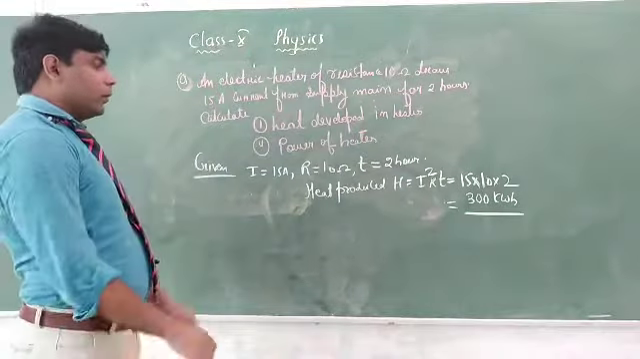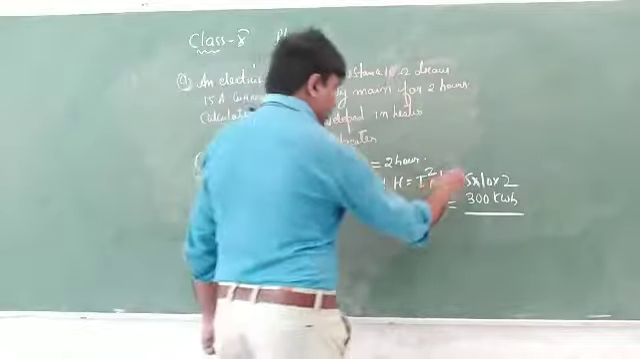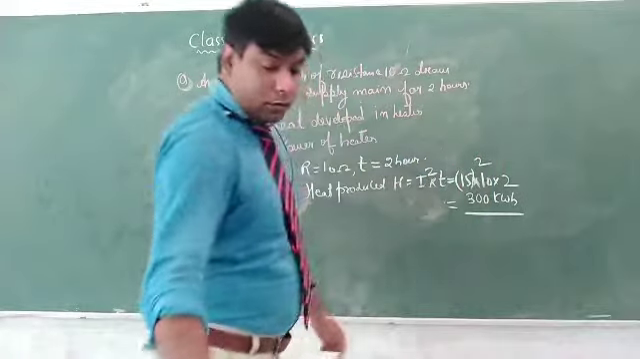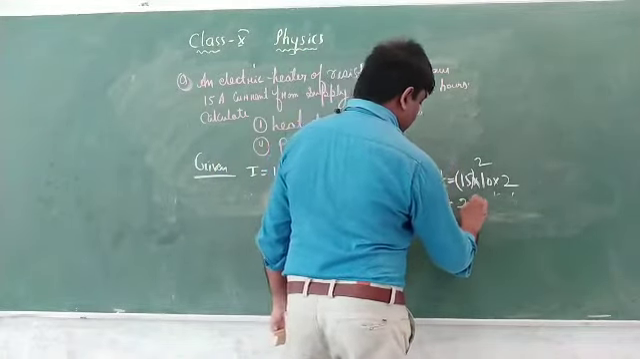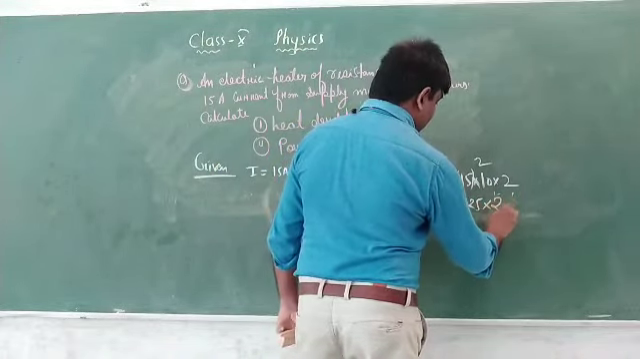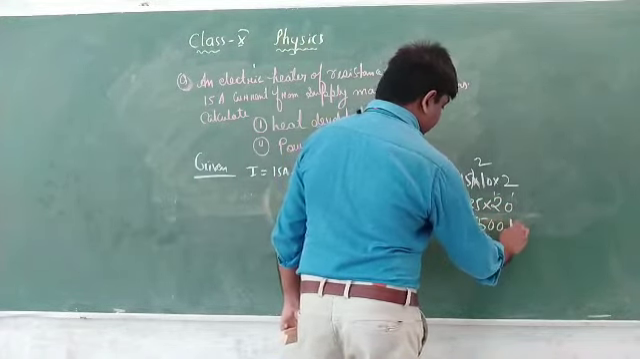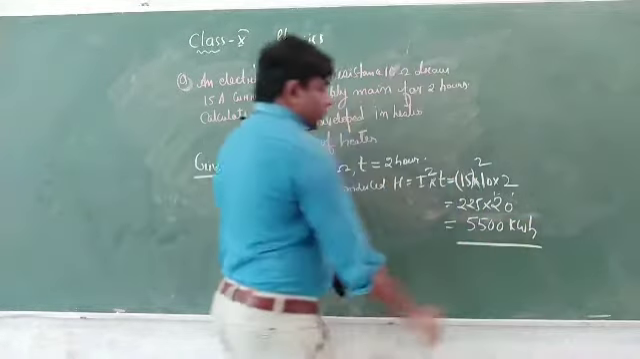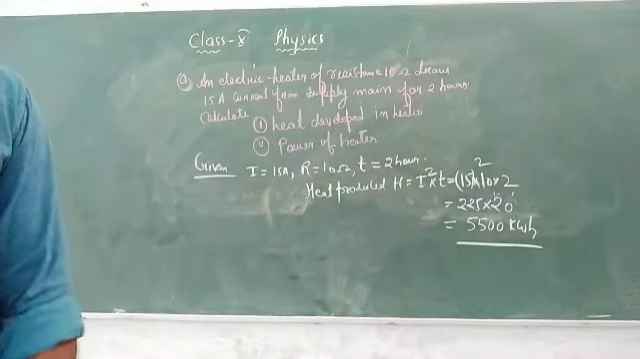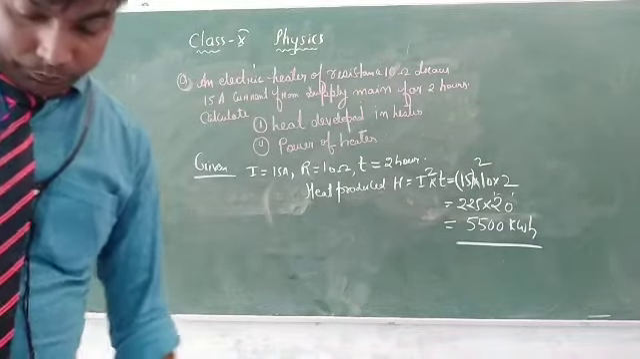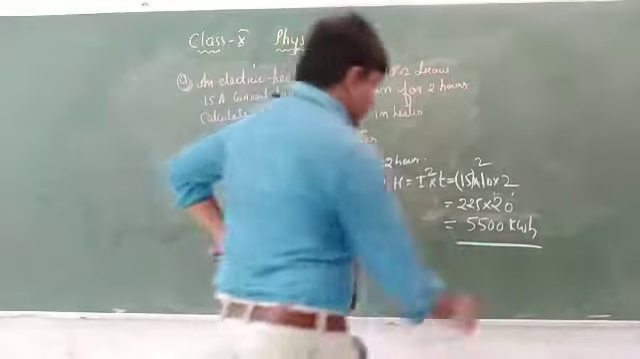That is, heat developed here will be I square R into T. Sorry, it is I squared. So it will be 225 into 20, which is 55 hundred, that is kilowatt hour. Because heat is what? It is just energy. Right? It is not kilowatt, it is watt hour.